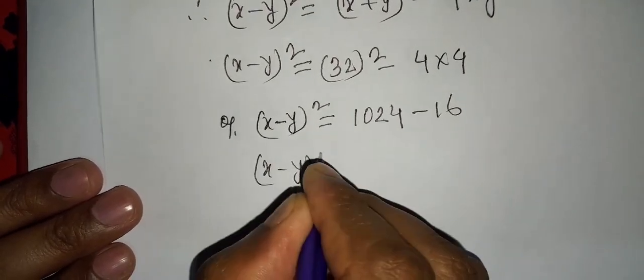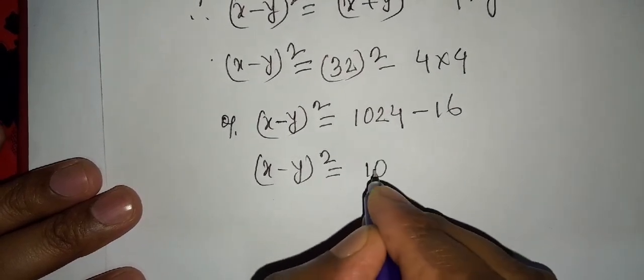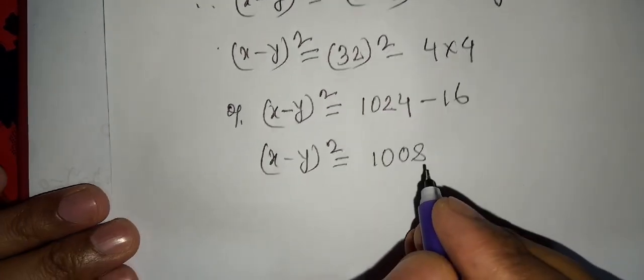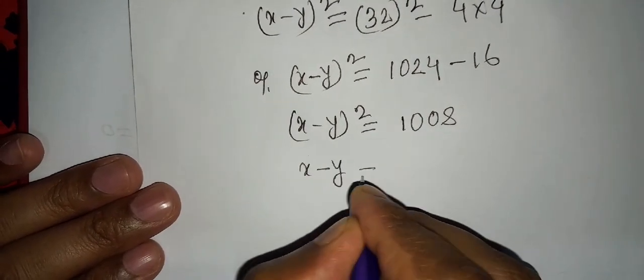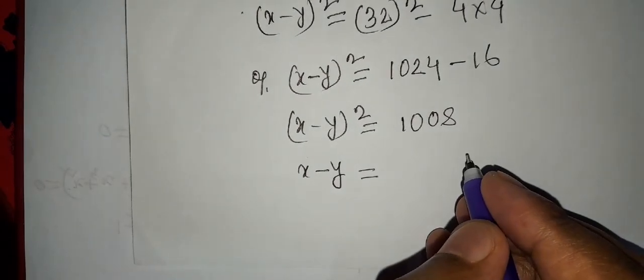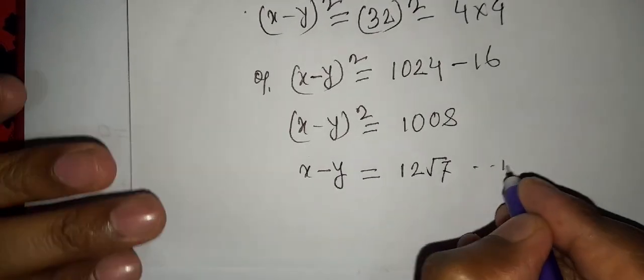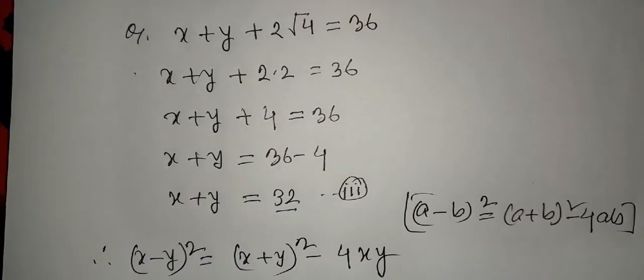And (x minus y) whole square equals 1008. We can write x minus y equals 12 root 7. This is equation number 4. Now we can get from equation 3 and 4.